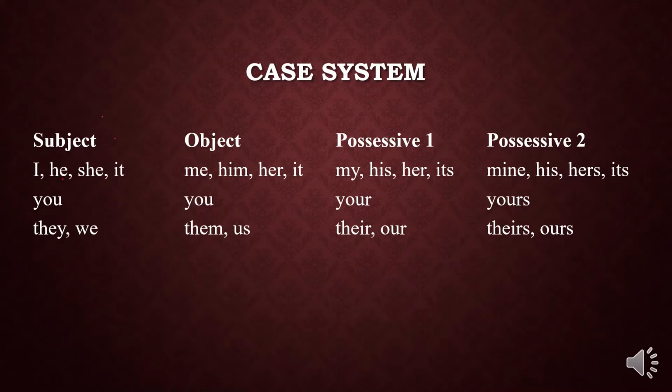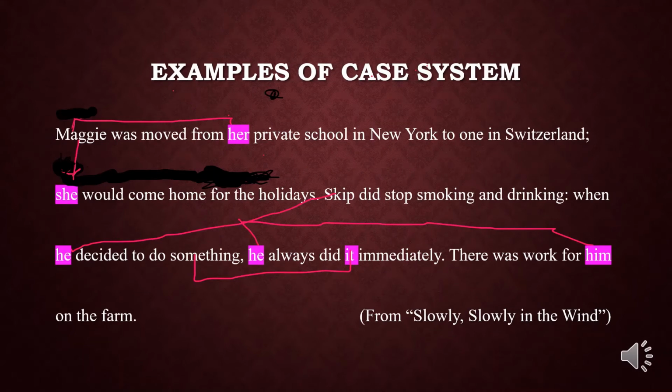I have split possessives into two as possessive 1 and possessive 2. Possessive 1 is actually possessive adjectives because my, his, and her function as adjectives in a sentence. And possessive 2 means possessive pronouns such as mine, his, and hers, because they replace their nouns as a whole. I think it's better to see these cases in actual sentences, and to understand how they function and where they are placed. Let's look at some examples.